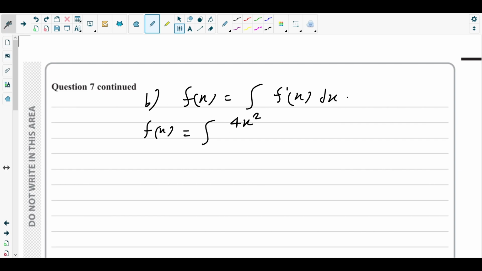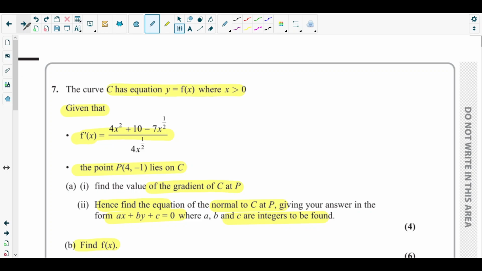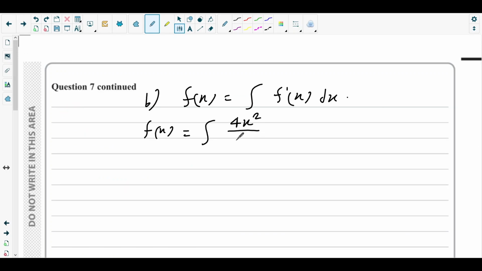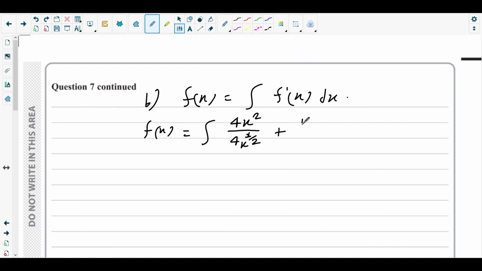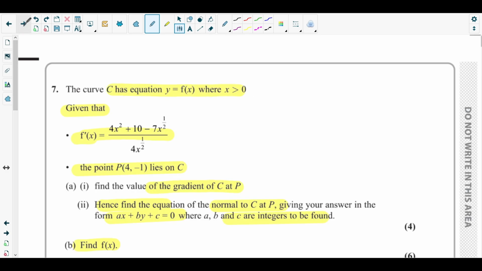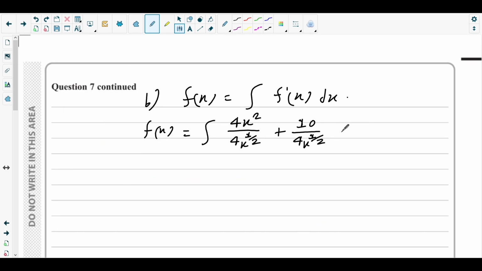So let's simplify it. 4x squared over 4x to the power half, and then plus 10 over 4x to the power half, and the last term is negative 7x to the power half over 4x to the power half. So we can easily simplify it, dx.